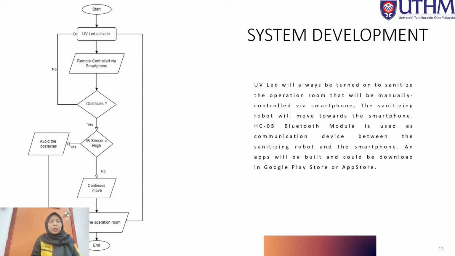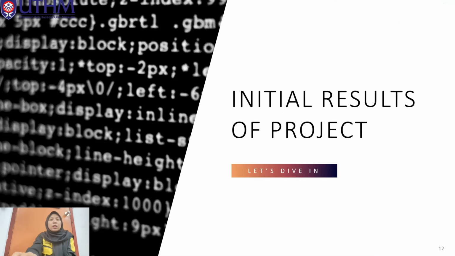The HC05 Bluetooth module is used as the communication device between the sanitizing robot and the smartphone, and the app will be built and could be downloaded from Google Play or the App Store. So next is the initial result of the project.